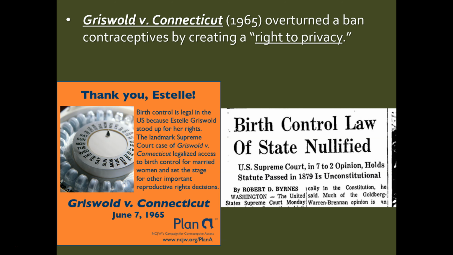Now, the argument here is that the government can't ban contraceptives because people have a right to medical privacy, that the government can't interfere with what you're doing behind closed doors and with your doctor and so forth. So even though the right to privacy is not mentioned anywhere in the Bill of Rights, the Supreme Court justices who ruled in this case said that basically it's implied by other rights. So it's rights based on other rights, basically, is kind of what they're going with here.